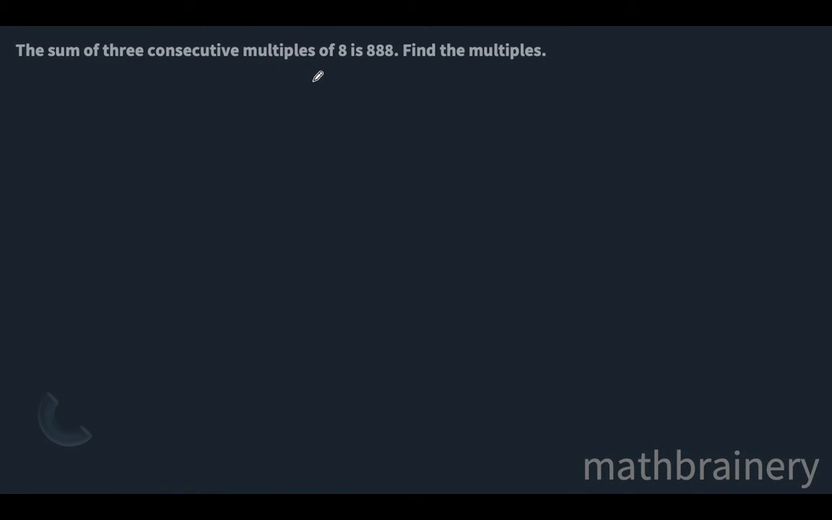The sum of three consecutive multiples of 8 is 888. Find the multiples. Now, we have three consecutive multiples of 8. How can we choose three consecutive multiples of 8 in general? Let me say x is a multiple of 8. Then the next multiple must be x plus 8, and the next multiple must be x plus 8 plus 8, isn't it? That is x plus 16.